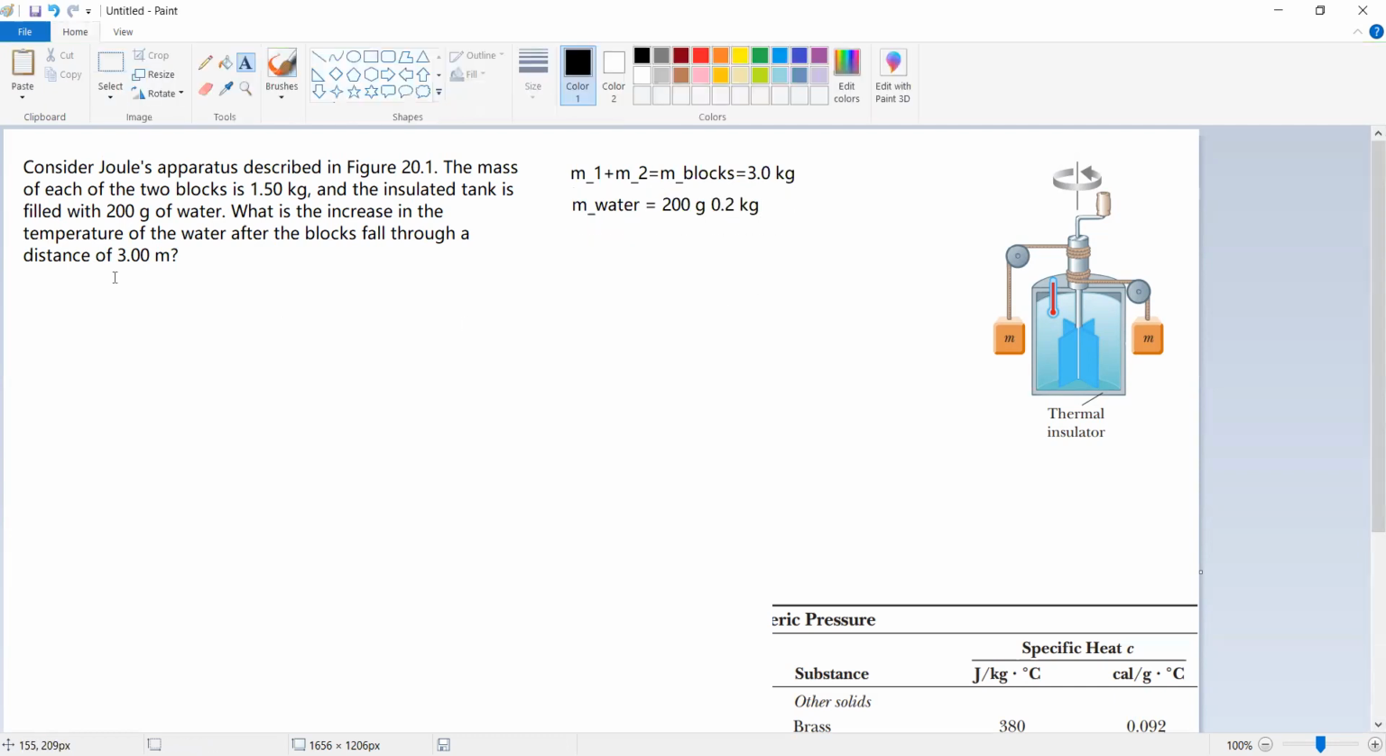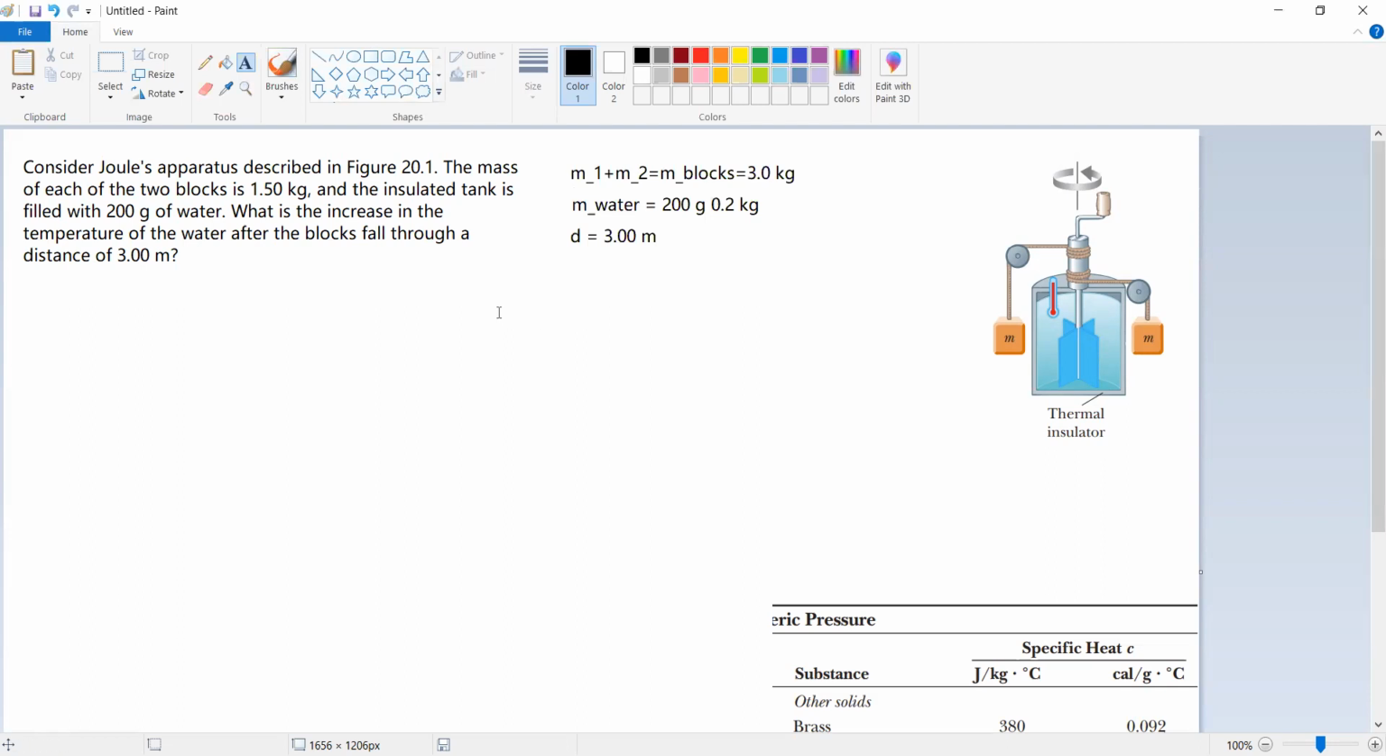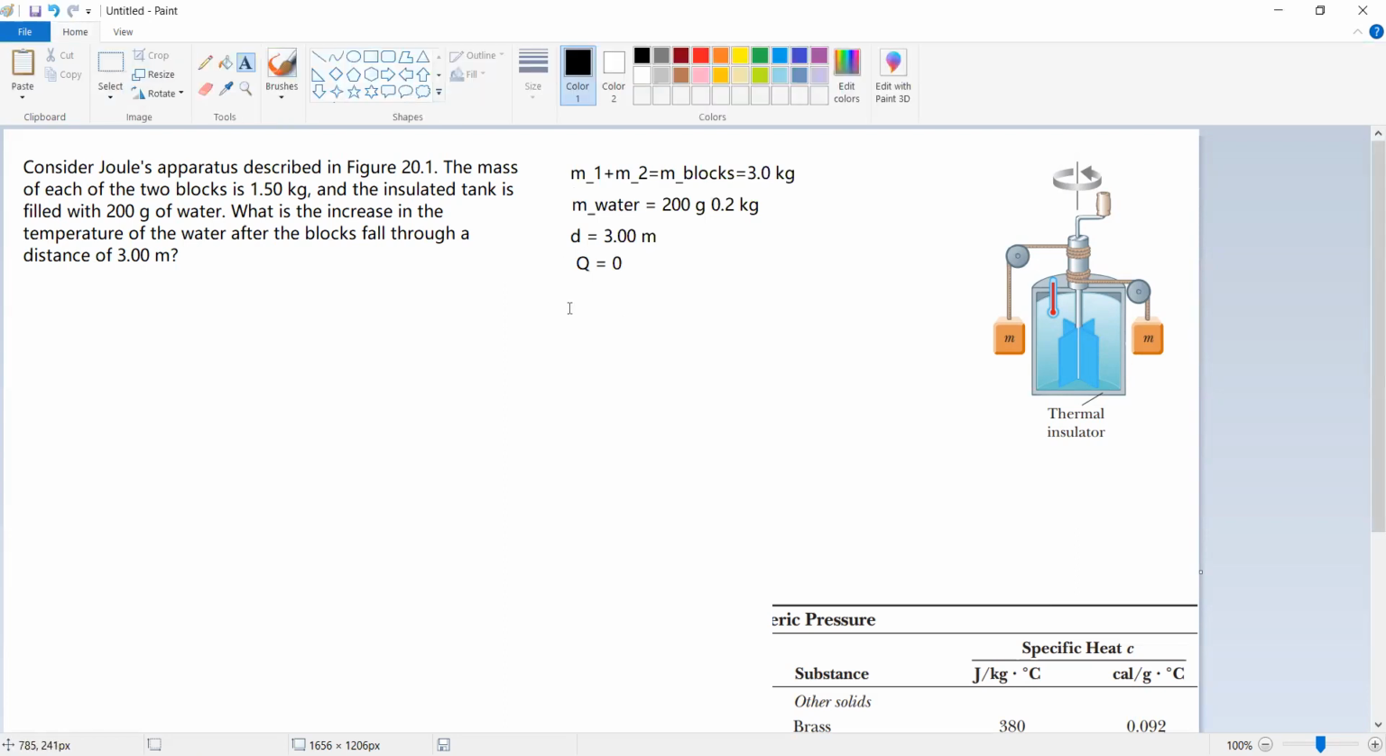That will be important. What is the increase in the temperature of the water after the blocks fall through a distance of 3 meters? Let's just denote the distance as d. You will see why. And also because the tank is insulated, Q is equal to 0.